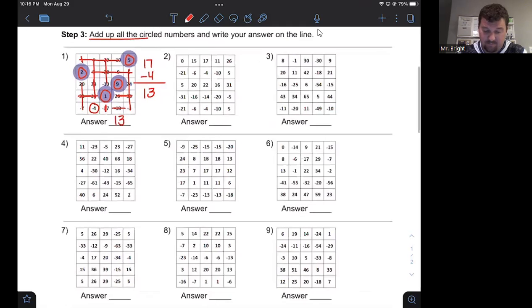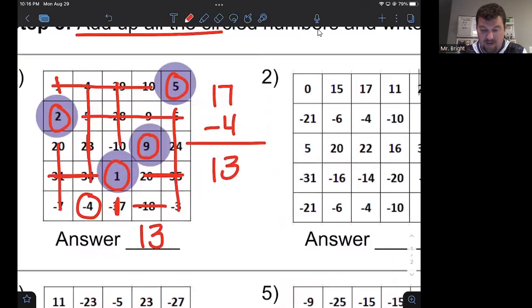That being said, if you list your positive number first, it'll always be the larger number because you're going to end up with a positive answer. Put your negative sum underneath, and you can just subtract and get your answer that way.